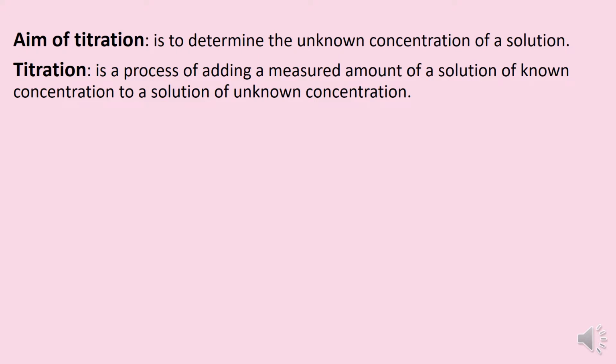Let us begin with the aim of titration. It is to determine the unknown concentration of a solution. So what is titration? It is a process of adding a measured amount of a solution of known concentration to a solution of unknown concentration.